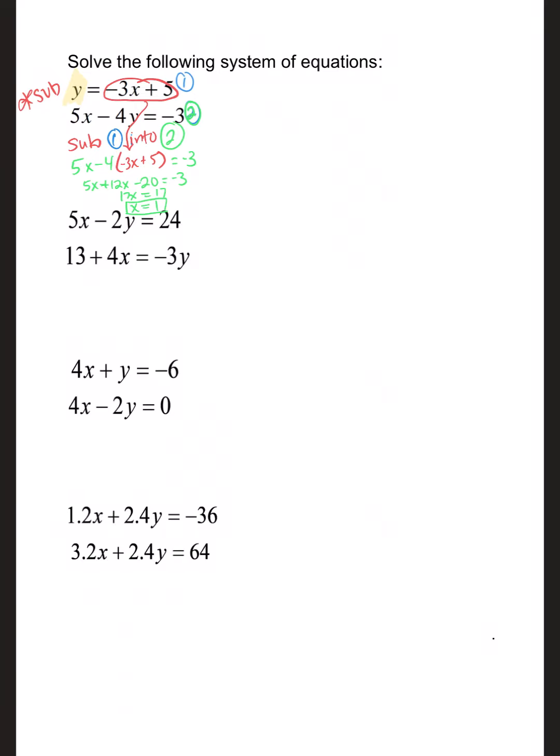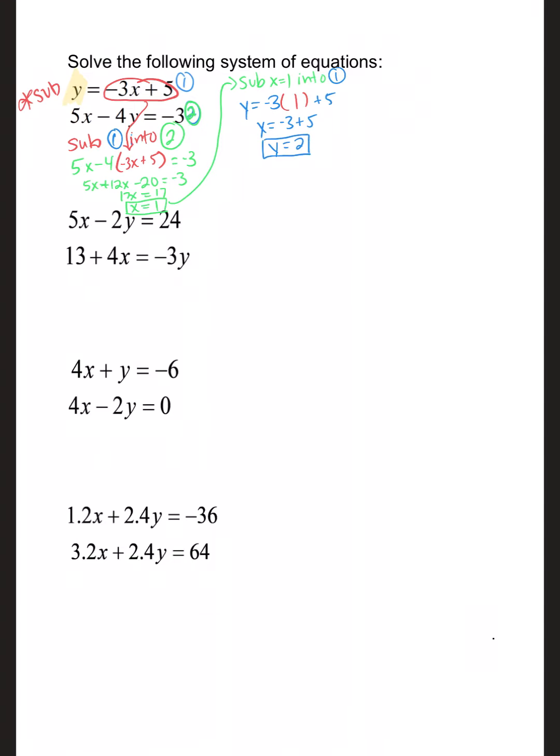Now, after we decide which one we're going to do and we actually start the method, the steps are the same after that. We've solved for x. I'm just going to draw my arrow so I can communicate where I'm going from here. Now I'm going to sub x equals 1 into equation 1, because we've already isolated for y. So y equals -3, and in place of an x, I'm going to substitute that 1, plus 5. -3 times 1 is -3, plus 5, so y equals 2.